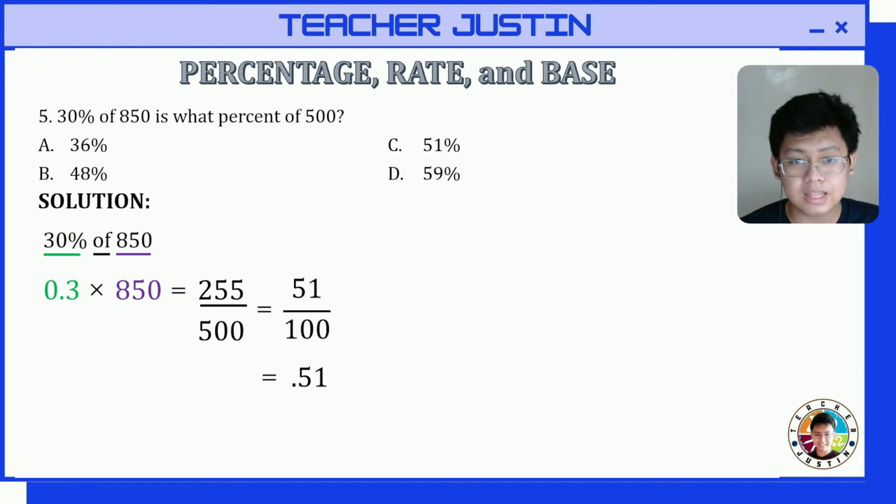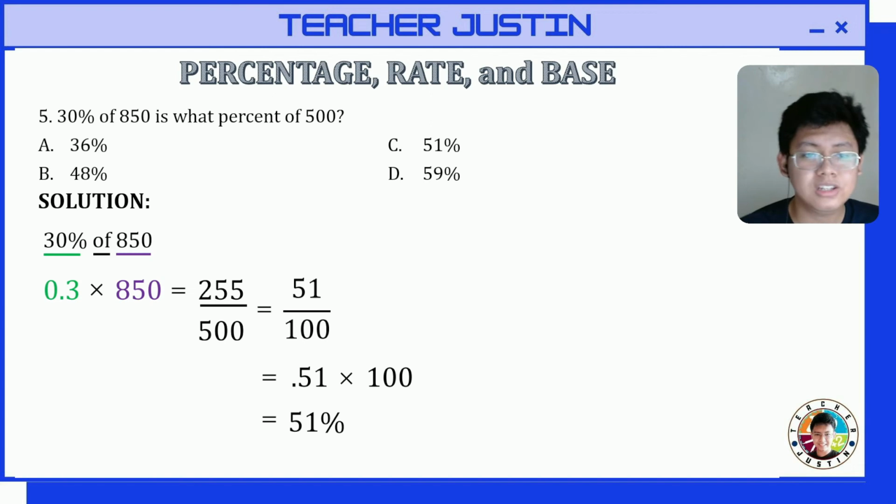Now, convert natin to percent kasi hinahanap natin is percent. So, 0.51 times 100, that will give us an answer of 51%. So, to answer this item, it will be letter C, 51%. And that's it. Ta-da! Alright.